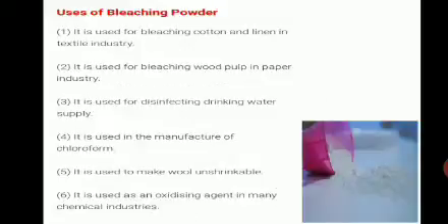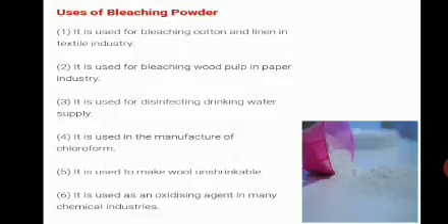Next are the uses of bleaching powder. First use: it is used for bleaching cotton and linen in the textile industry. It is a very important application in the textile industry. They are using it for bleaching cotton and linen and for bleaching wood pulp in the paper industry. A very important substance in the textile industry and paper industry. Third use: it is used for disinfecting drinking water supply.